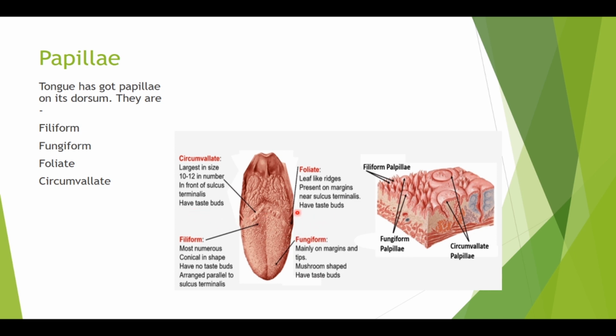Whereas the foliate, folia is leaf-like. So, foliate papillae are present on the margins near the sulcus terminalis and they also have taste buds. Now, fungiform papillae are on the margins and tip. They are mushroom shaped. Again, they have taste buds.